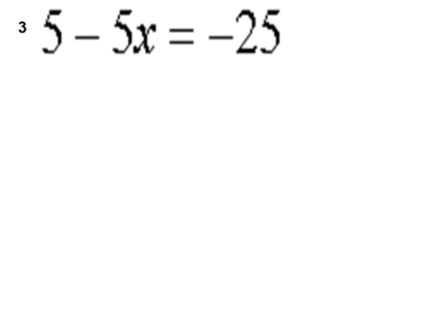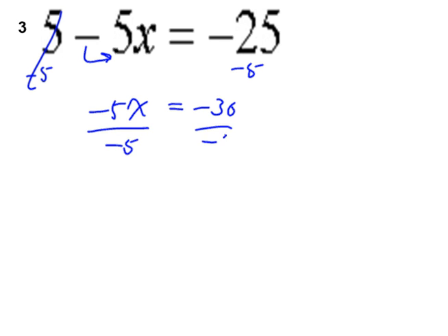Getting into the rest of the meat and bones of your solving using opposite operation. We're going to take this and get rid of your constant first, which is 5, and we're going to subtract 5 from both sides. A negative 5x, remember this is still a part of your coefficient, is equal to negative 30. Divide both sides by negative 5, and x will equal a positive 6.